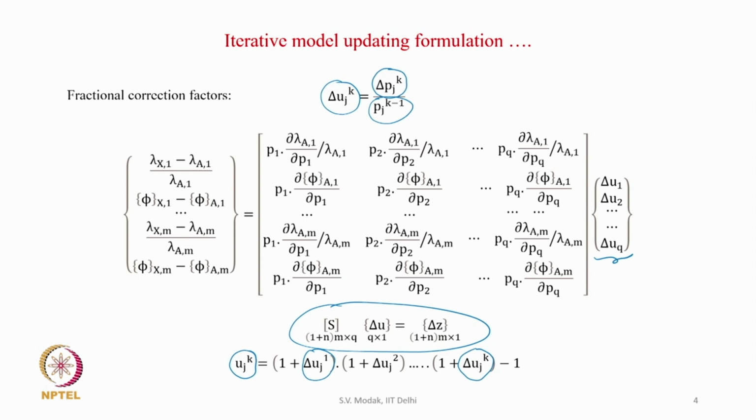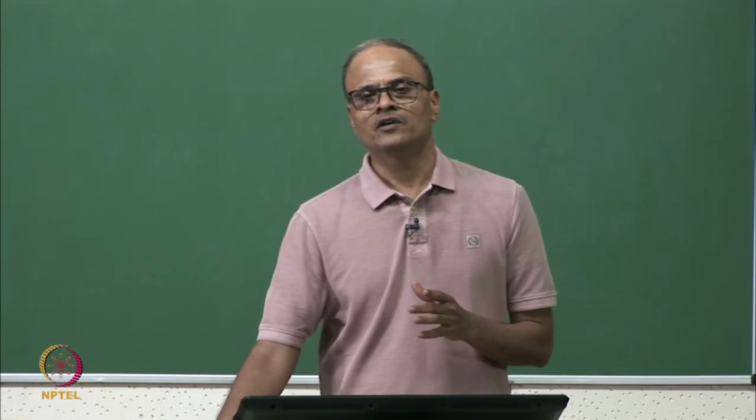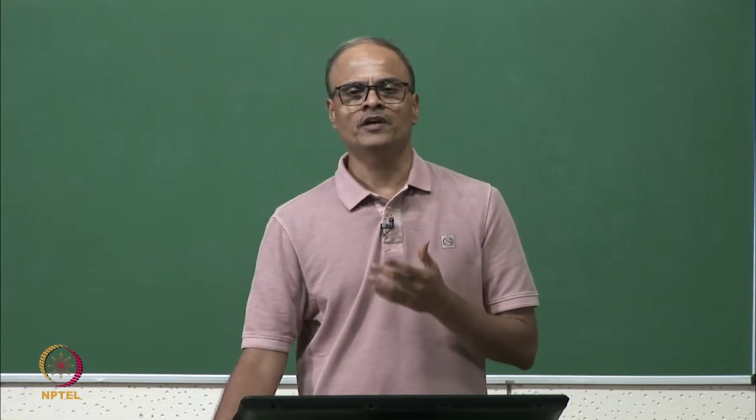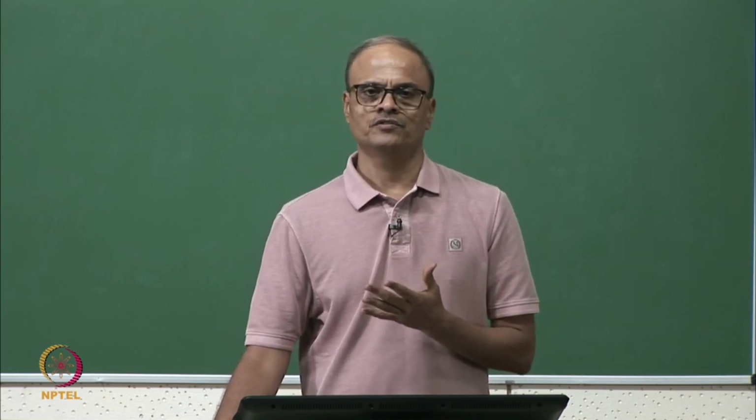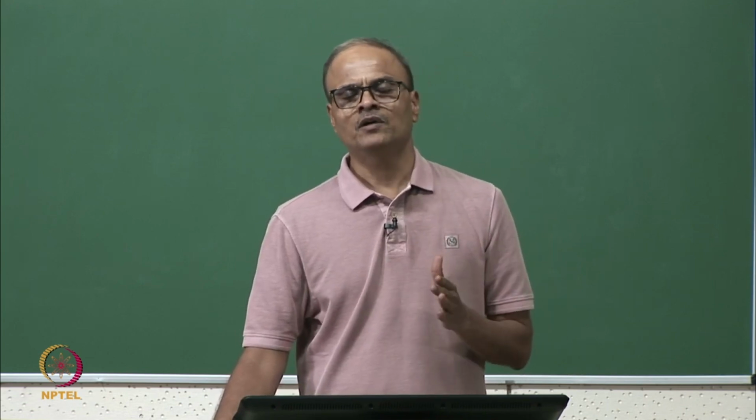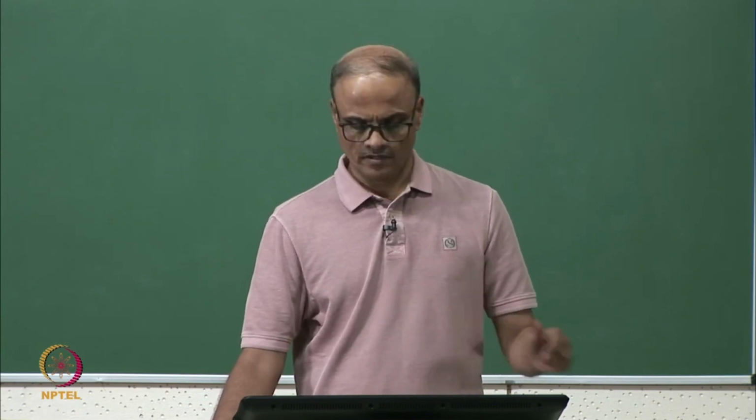The difference is that delta u j k represents the fractional change with respect to the absolute value of the updating parameter at the beginning of the kth iteration, while u j k represents the cumulative change in the jth updating parameter over all the iterations. So, it is with respect to the value of the jth updating parameter which was there in the initial FE model when the updating iterations were started.